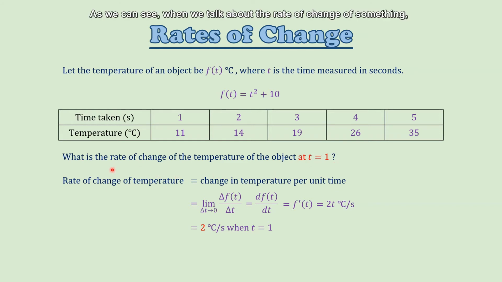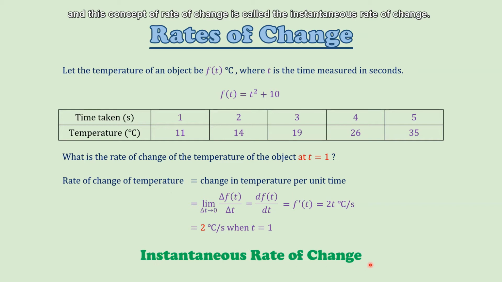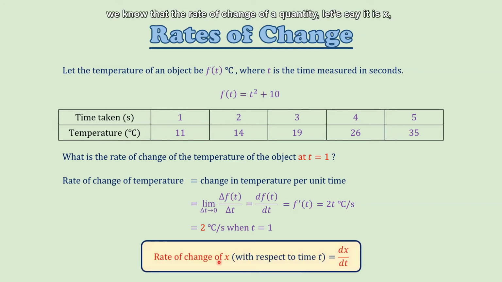As we can see, when we talk about the rate of change of something, it is not necessary to refer to a period of time. We can also refer to an instant. And this concept of rate of change is called the instantaneous rate of change. In this video, when we talk about the rate of change, we are automatically referring to the instantaneous rate of change. From this example, we know that the rate of change of a quantity, let's say it is x, is equal to dx/dt, where t is the time. In other words, when we want to find the rate of change of a quantity, we just need to differentiate this with respect to time.